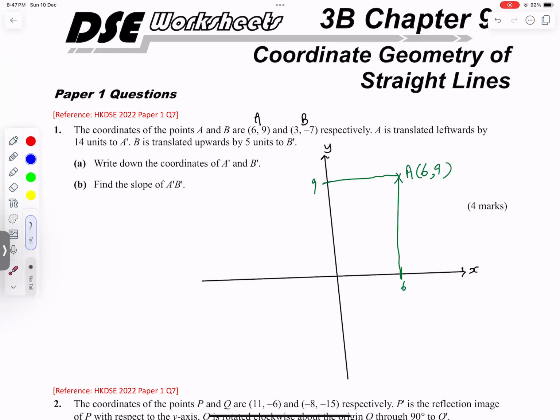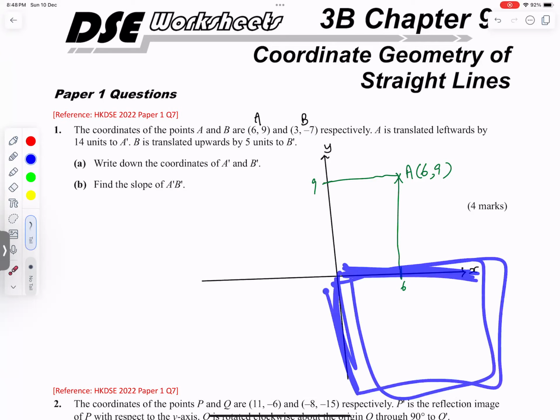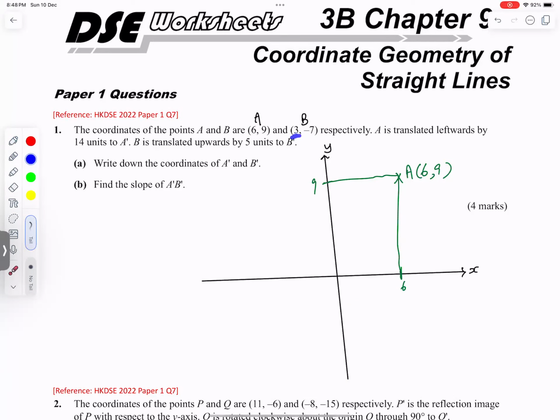And then how about for B? The X is positive, the Y is negative. X is positive, Y is negative. So it's somewhere here. And then we know X is 3, so it should be somewhere here. And Y is -7. So you also write there. It should be somewhere here. -7, 3. So this is your B. 3 and -7. Now that is very important. You need to know the original points first, where they are, so that you can do the next question.